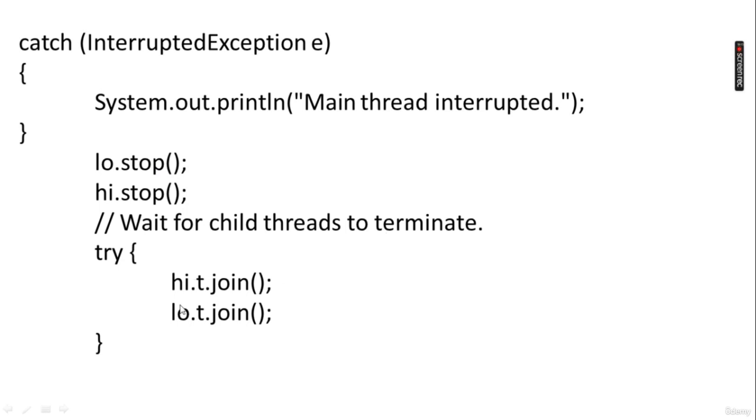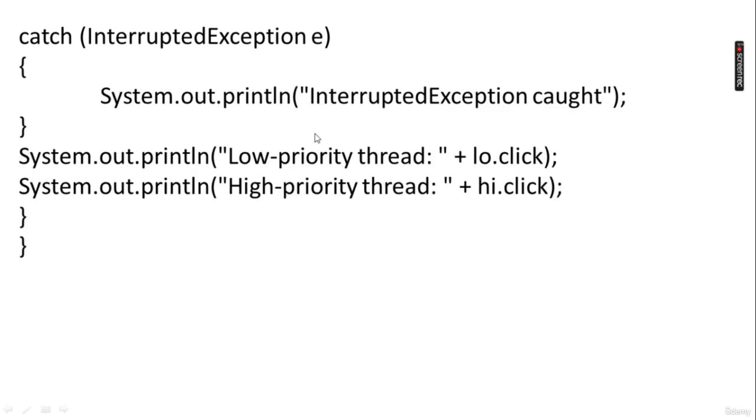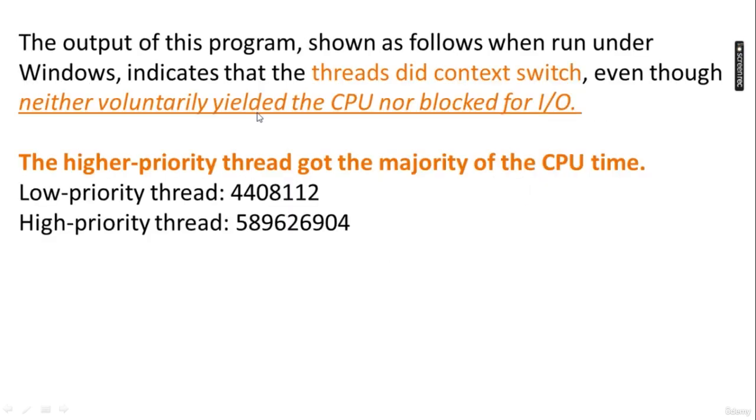Wait for the child threads to terminate: high.t.join and low.t.join, and here also InterruptedException is caught. Now we are printing the low.click and high.click values. The output of this program, shown as follows when run under Windows, indicates that the threads did context switch even though neither voluntarily yielded the CPU nor blocked for input/output.